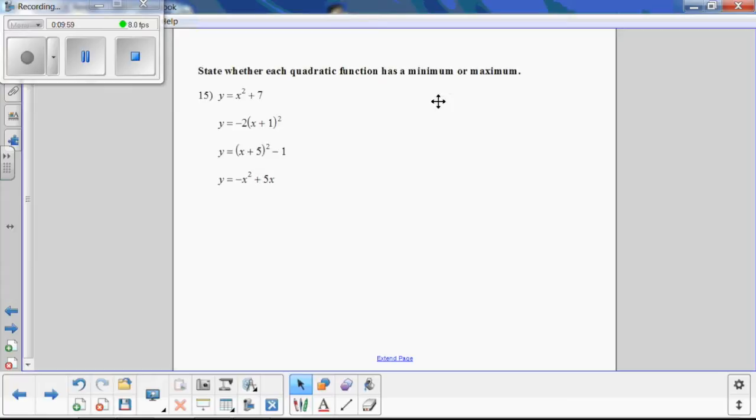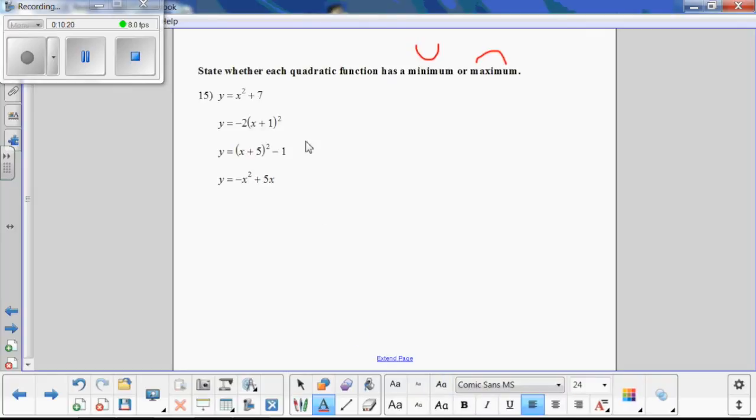We also talked about whether each function has a minimum or a maximum, and that depends on how it's shaped. If it is positive, it has a minimum. If it is negative, it has a maximum. So this function, the first one, would be positive, so it would have a minimum. This next one has that negative, so it would have a maximum.